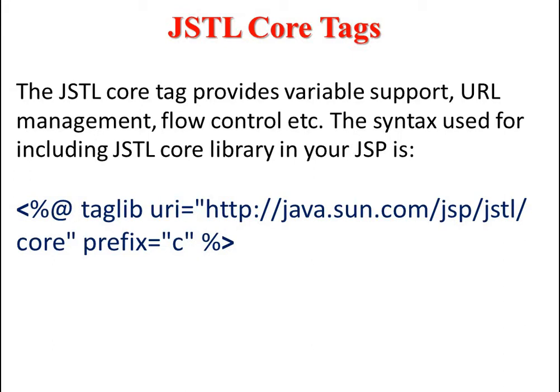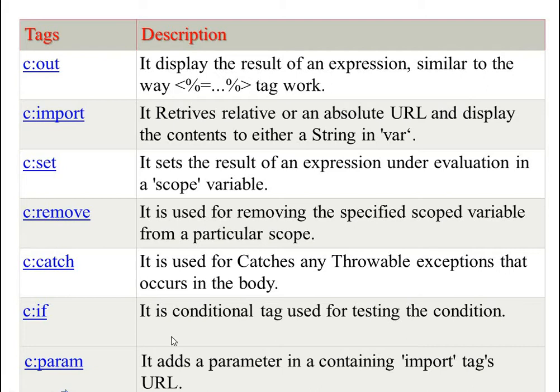So first, let's see the JSTL core tags. Core tags provide variable support, URL management, and flow control. The syntax for the JSTL core tag is: <%@ taglib uri="http://java.sun.com/jsp/jstl/core" prefix="c" %>, and here the prefix is c. So when we write the program, we need to add this line in the JSP page.